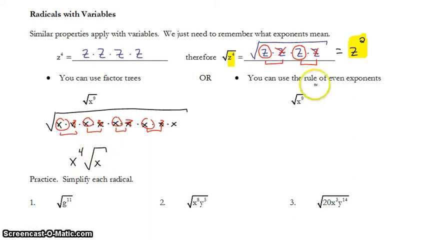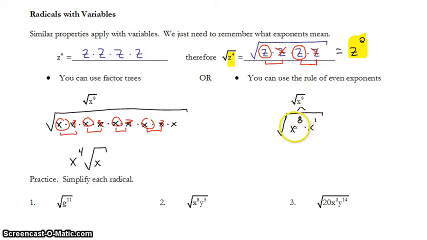Or I can use my rule of even exponents like I just mentioned. If your exponent is even, you can cut it in half. X to the ninth does not have an even exponent though. I can rewrite that as x to the eighth, go 1 down, times x to the first. Recall your exponent properties. That's the same as x to the ninth.